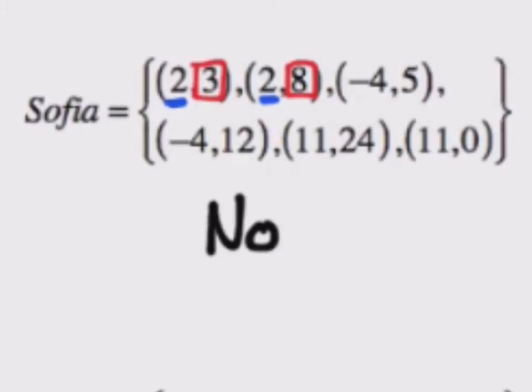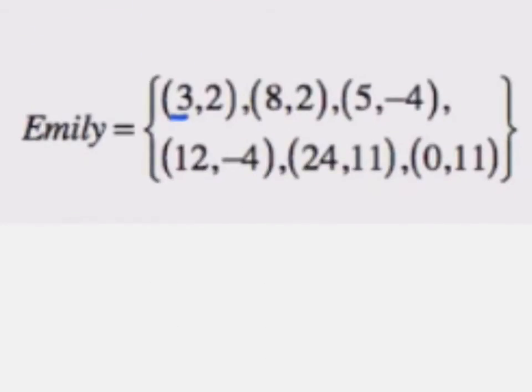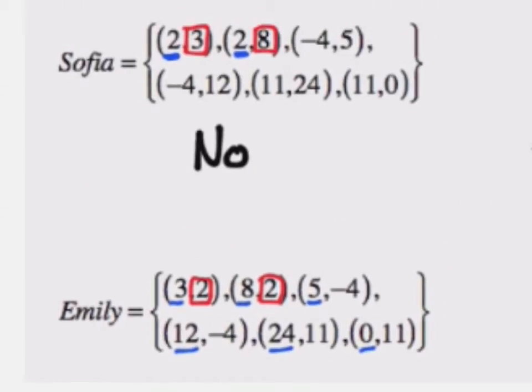Now let's look at Emily. I'm looking at my inputs of 3, 8, 5, 12, 24, and 0. No repeated inputs. It's impossible that this guy is not going to be a function. Emily is indeed a function. Note that it's totally fine that Emily has 2 as an output on multiple occasions. That's going to be okay. And note to self, Emily and Sophia are the exact same values, just the inputs and outputs have been reversed. So something to keep in mind.